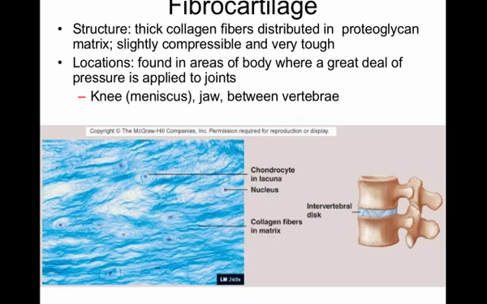Then fibrocartilage, it's a lot tougher than the hyaline cartilage. It's able to withstand a lot more compression. So it's in your joints that receive a lot of pounding, like your knee joints. The meniscus in your knee is made up of fibrocartilage. And then in your back, in between your vertebrae, the intervertebral disc is made up of the fibrocartilage.